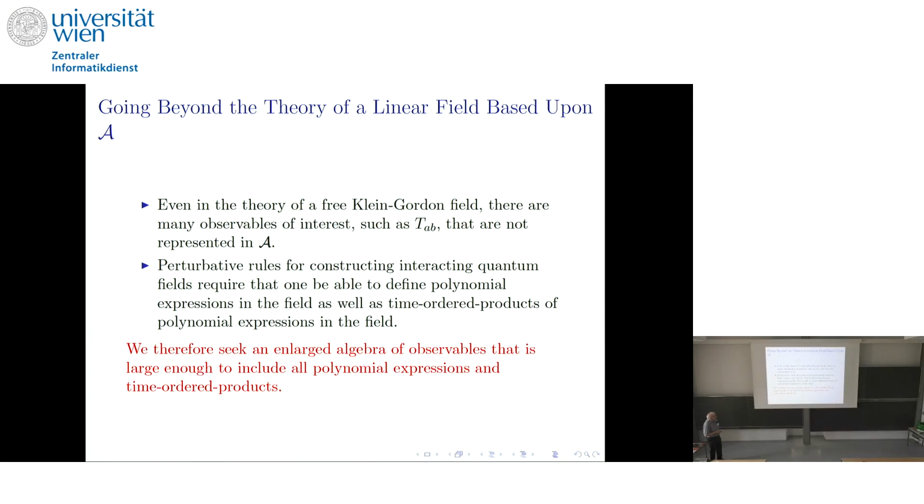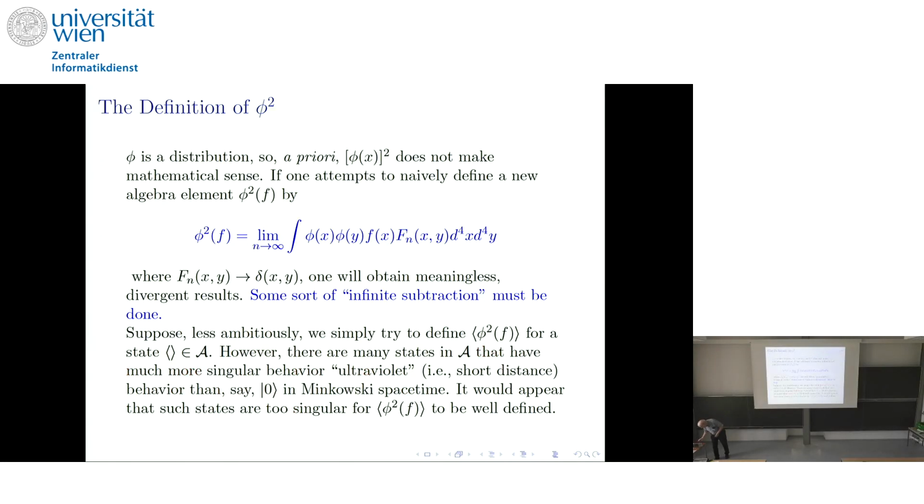So what you'd like to do is enlarge this algebra of observables so that it includes at least all polynomial expressions in the field and all time-ordered products of these polynomial expressions. Then you've enlarged it, you've got the stress energy observable in the algebra, et cetera, and then you've got all the quantities that you need to write down perturbative formulas. Okay, but that's not completely straightforward.